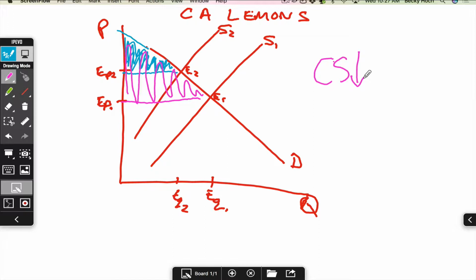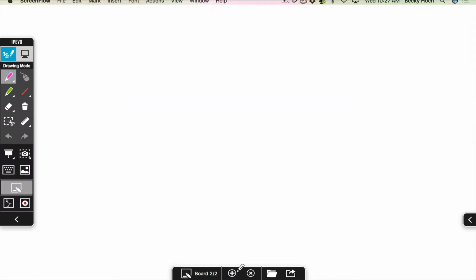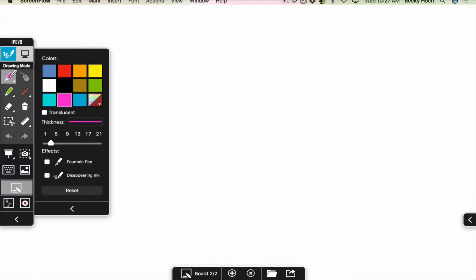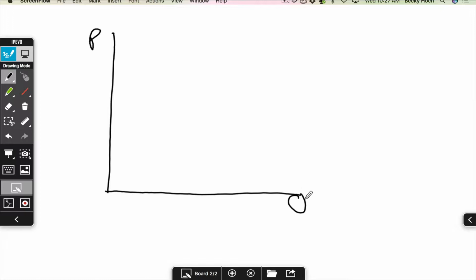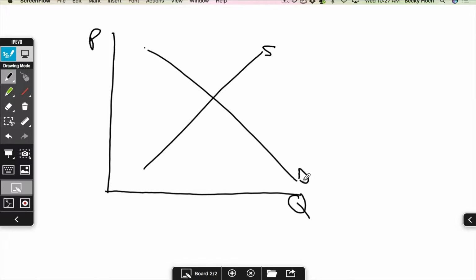Explain what happens to consumer surplus in the market for lemonade. Okay. Draw lemonade. So change in the price of input. Decrease in cost. So here we have the market for lemonade. What happened in the market for lemonade? Change in the price of an input.